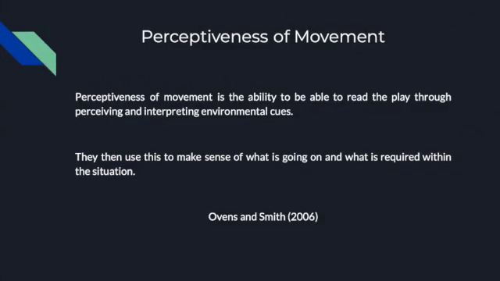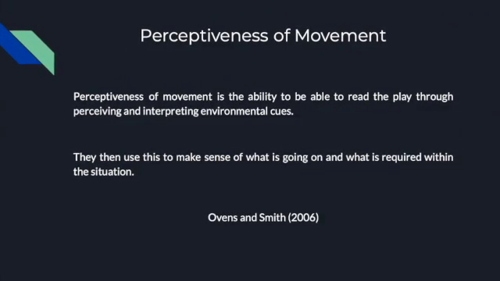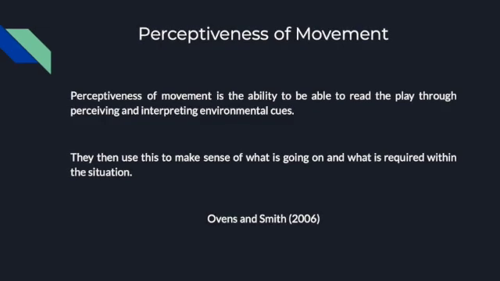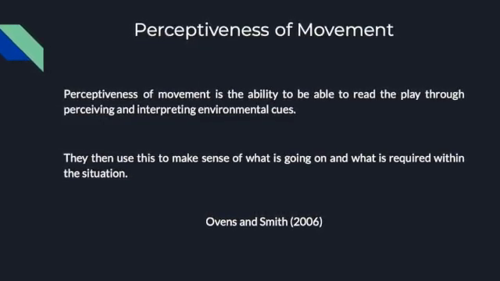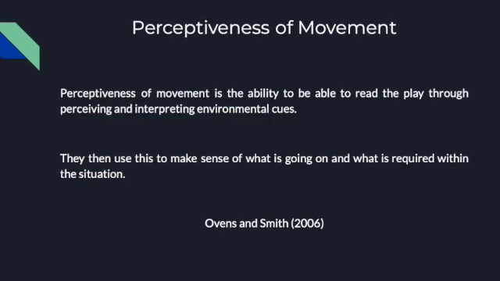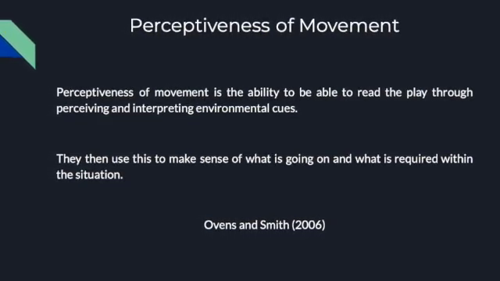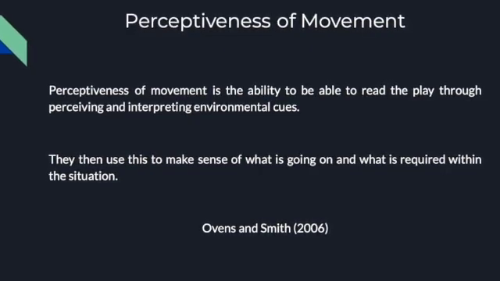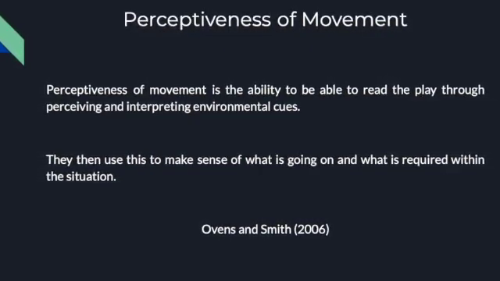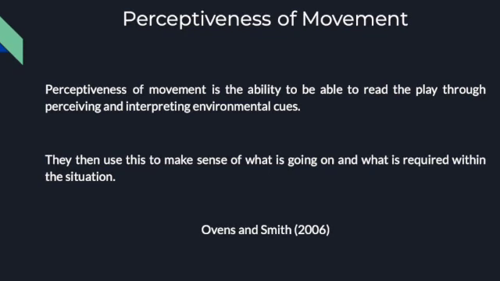The fourth major part of skill is perceptiveness of movement. Perceptiveness of movement is the ability to read play through perceiving or interpreting environmental cues. Essentially, it is reading your opponent's movements or bodily cues in order to interpret their next move or your own more quickly, thus allowing you more time to implement your game plan.